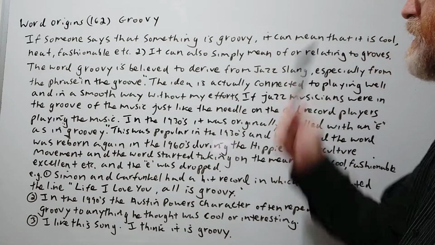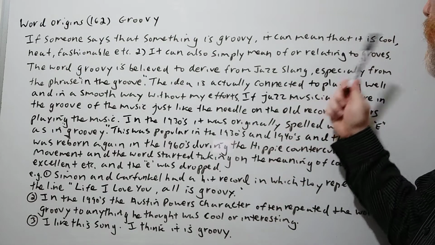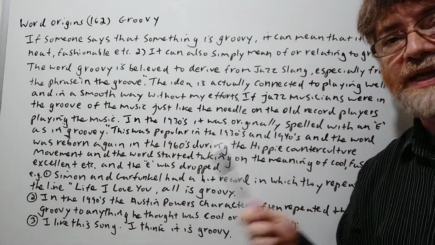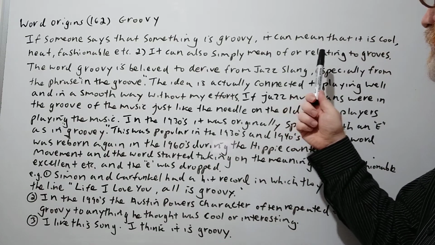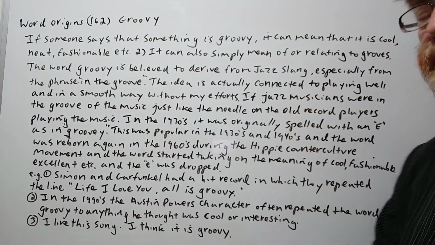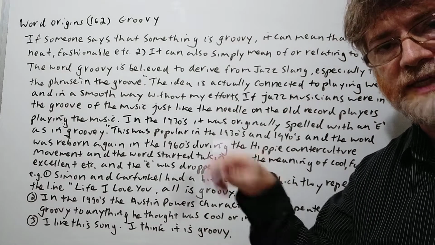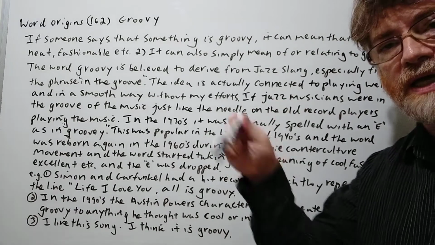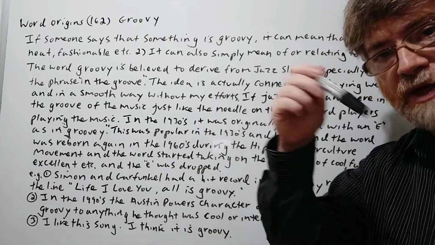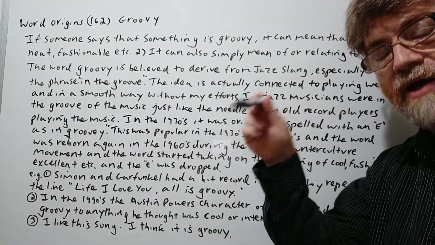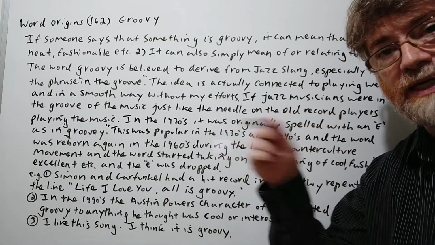If someone says that something is groovy, it can mean that it is cool, neat, fashionable, etc. It can also simply mean of or relating to grooves in something, like the little lines in something. Later on, we will see that it actually refers to the record player, like all the lines that went around, those were grooves that the needle went around.